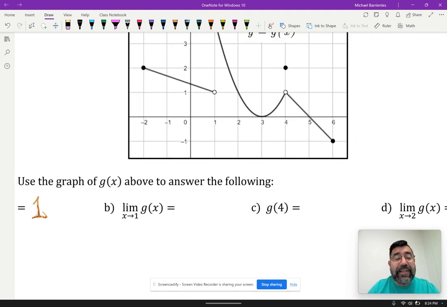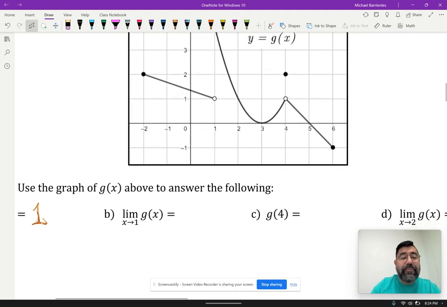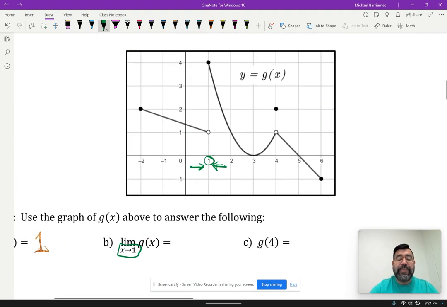Second example says the limit of g of x as x approaches 1. As x approaches 1. So now I'm going to change my focus. Now I'm looking over here in this part. So the question is, is the graph approaching the same destination from the left side and the right side? So I'm going to go from the left side. From the left side, by the way, meaning I'm moving right from the left. So I'm coming from the left side.